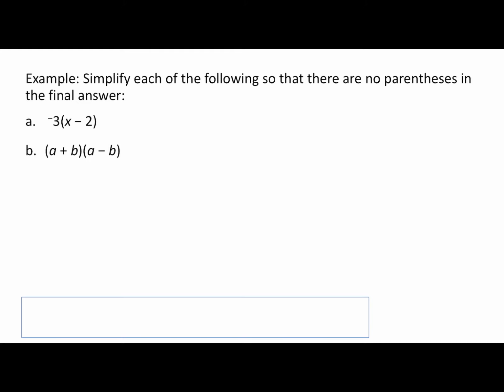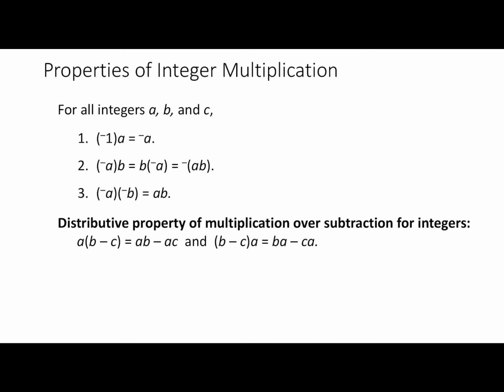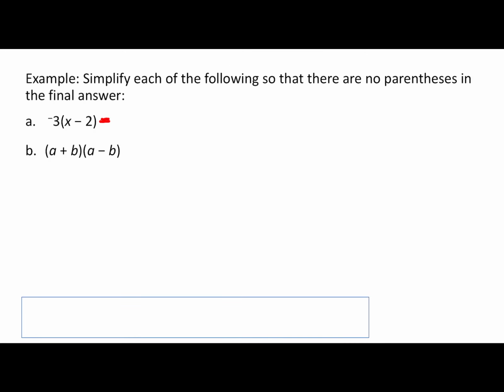Okay, so let's try applying some of these properties. So I have negative 3 times the quantity x minus 2. And I'm allowed to distribute that negative 3 in. So that becomes negative 3 times x minus negative 3 times 2. And that's the same as negative 3x plus 6.